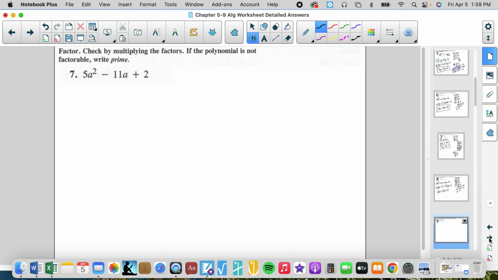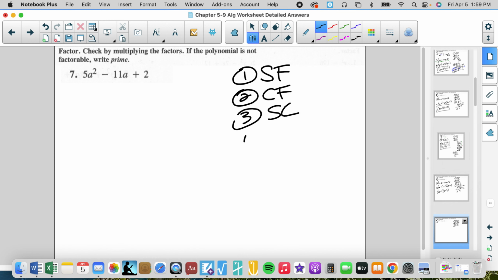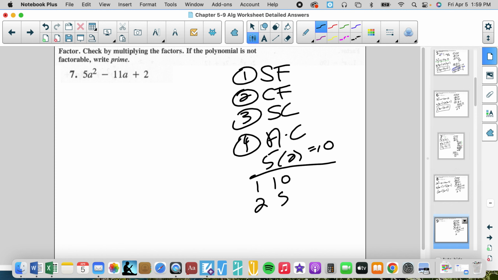So if you've done all the problems from 5-7 and 5-8, when you get to 5-9, you're going to go, this is just as easy, because it is. And you're going to be well versed in this. Standard form, already in standard form. Common factor, no common factor. Special case, no. A times c, 5 times 2 equals 10. 1 and 10, 2 and 5, signs are the same, both are negative. This is pretty much the same problem, just with negative a, negative 10a, plus 2.